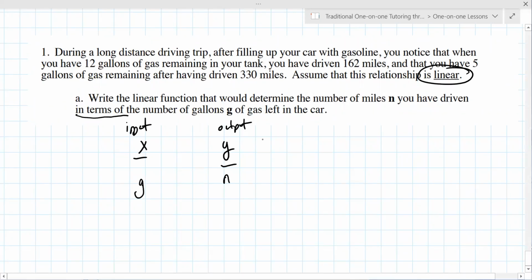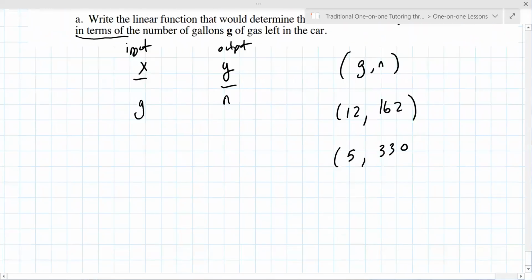If this were a 20-point question and you needed to get this right to move on, I would take the 2-point deduction to make sure you had it right, because you can't even proceed. So your ordered pair is g comma n. The first ordered pair is 12 comma 162. The second ordered pair is 5 comma 330. Do you follow how I got that from the information given? Yeah, I do.